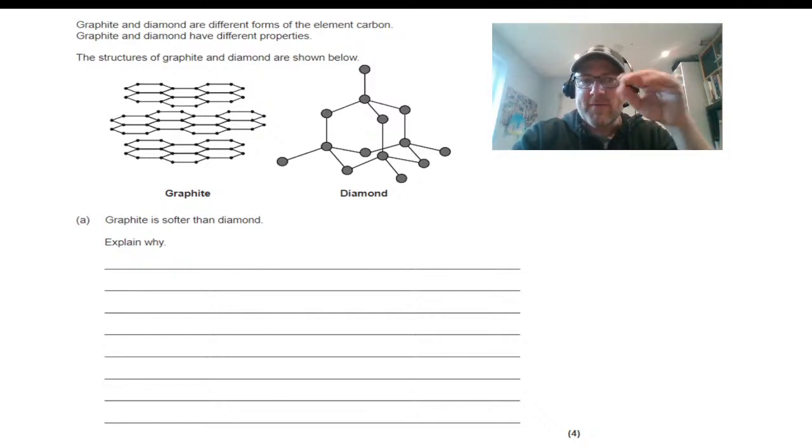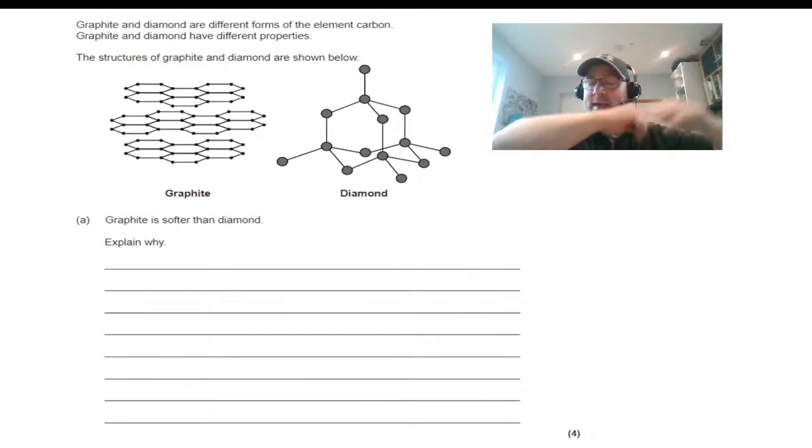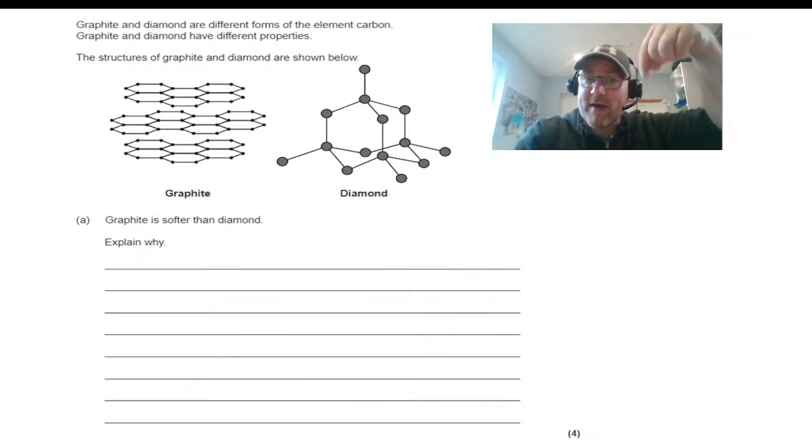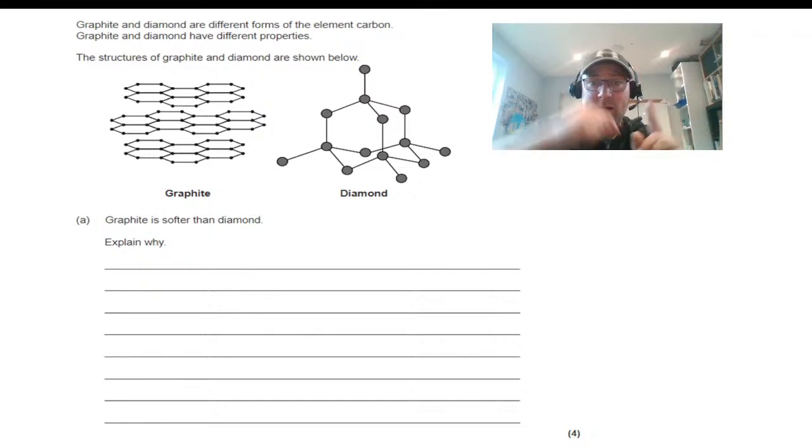Graphite's soft. If you look, it's arranged in layers. Now the layers don't have a bond in between them. There are no black lines in between those layers of graphite. That means there's no strong covalent bond between them. There are only weak intermolecular forces, and the layers can slide.